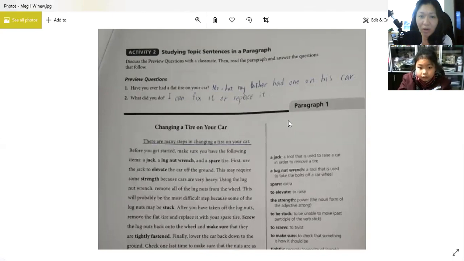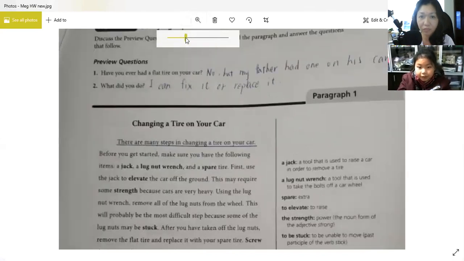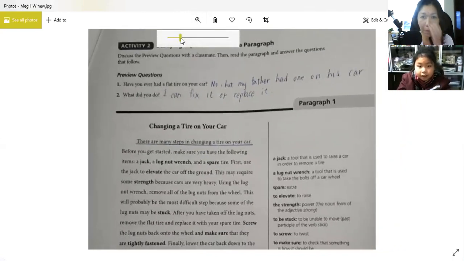Have you ever had a flat tire on your car? No, but my father had one on his car. What did you do? I could fix it or replace it. All right, look at this question. The question is, what did you do? What verb tense is the question? Oh, I could fix it or replace it.